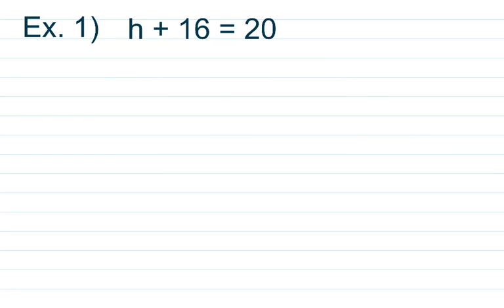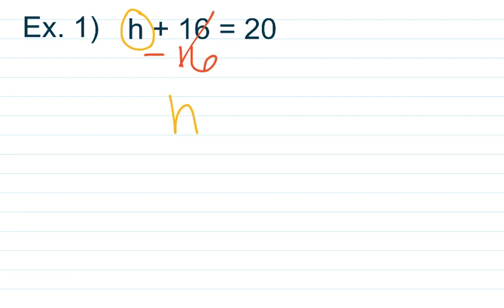Let's take a look at an example. Step 1, find the variable. Well, the variable in this case would be the h. What is happening to it? It is being added by 16. So the opposite of addition would be subtraction. Let's get rid of that 16. We're trying to isolate the variable. And when we do that, the h is the only thing that is going to be left on the left-hand side.